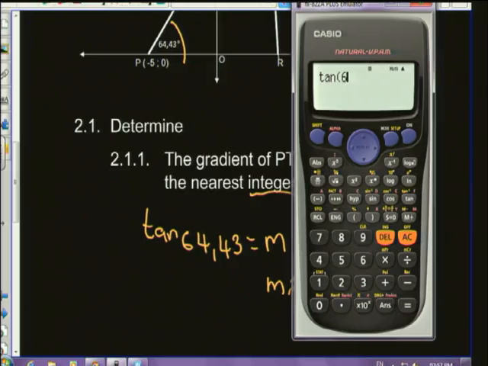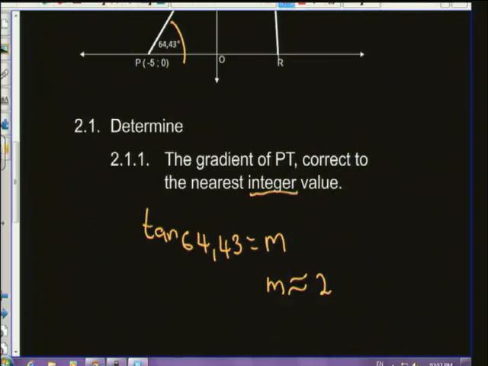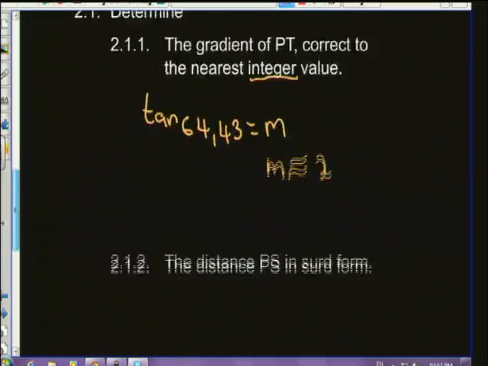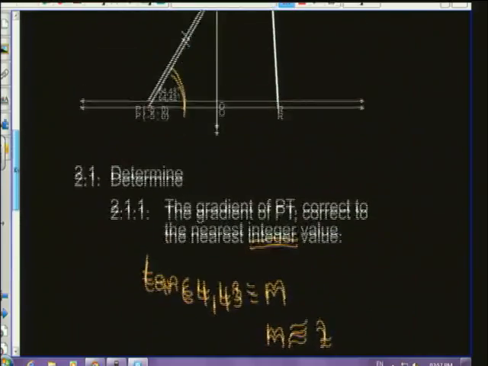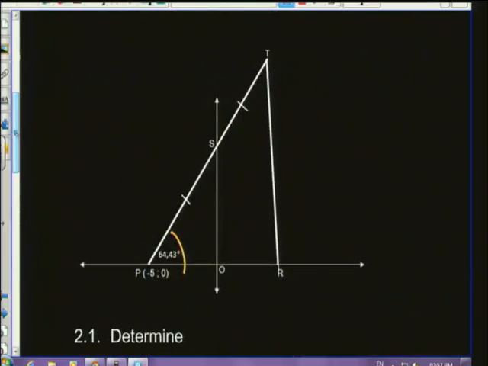Tan of 64.43. And it's just above 2. So if you round it off to the nearest integer, it's still 2. So that's fine. That's the gradient of PT. Now they say the distance PS in surd form. Where's PS? There's PS. So we need to know how long it is from that point to that point.